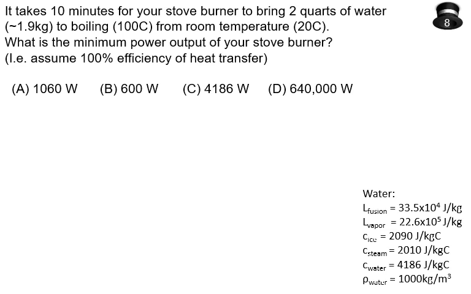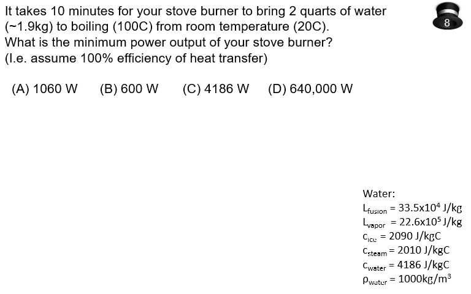Let's do one final question here for this lecture. So let's say that it takes 10 minutes for your stove burner to bring 2 quarts of water, which is about 1.9 kilograms, to boiling. So you bring it to 100 C. And it starts out at room temperature, and we'll say that's 20 C. The question is, what is the minimum power output of your stove burner?